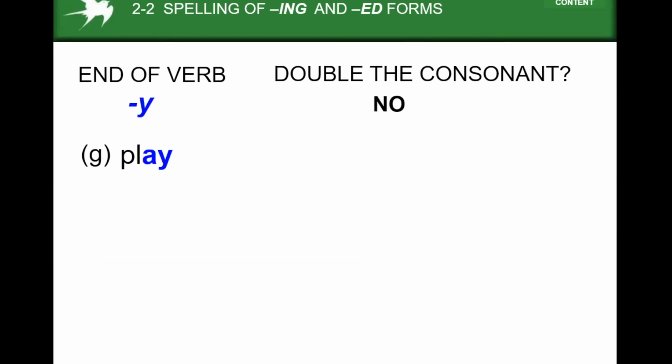Let's look at the verbs that end in a vowel plus y, like play. Here we keep the y. Do not change the y to i.